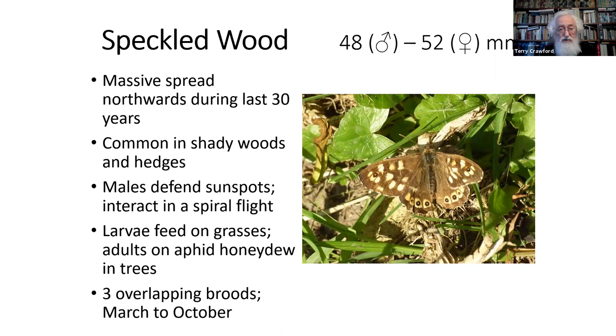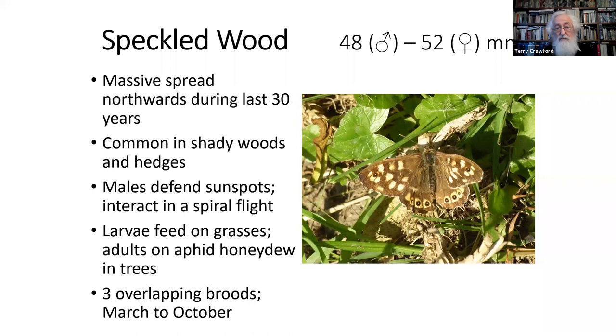One of the nice features of the speckled wood is that the males set up territories on a sunspot, say, on the floor of the wood. Now, as the sun moves through the sky, the sunspot will move across the floor of the wood, and the male's territory will move with the sunspot.